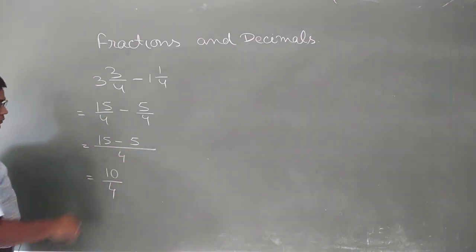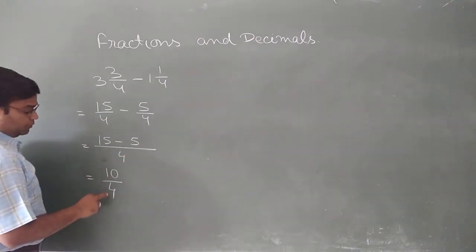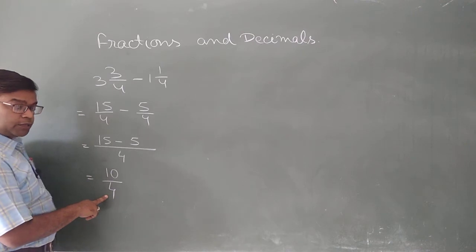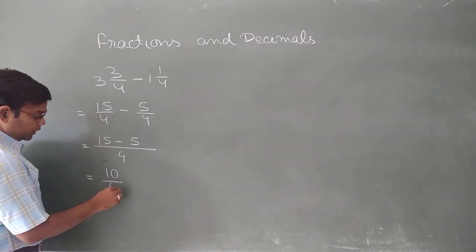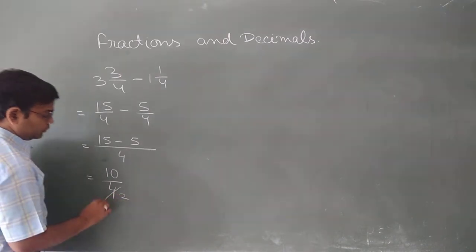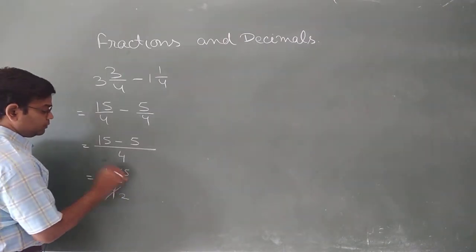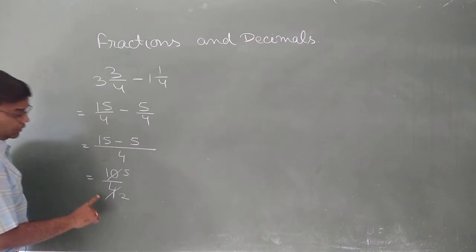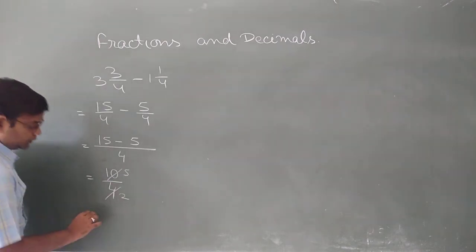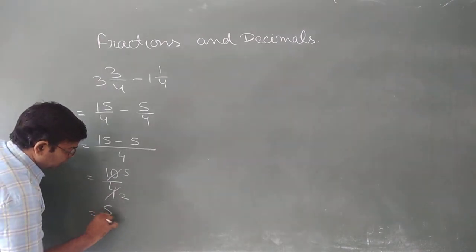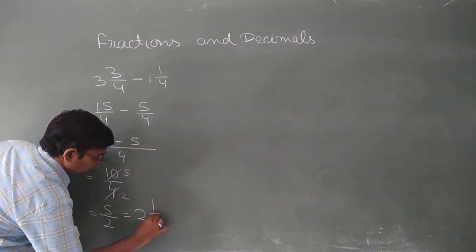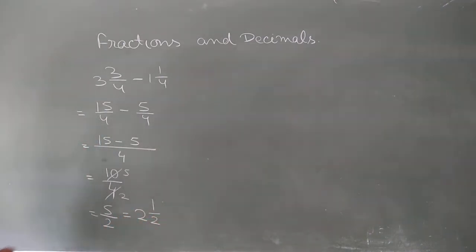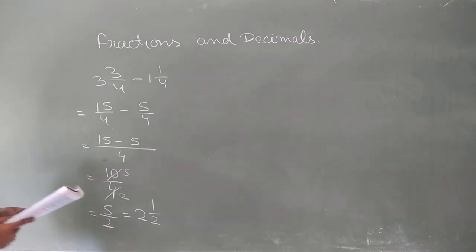We do the subtraction. Then, if it's possible, we first simplify. So how do we simplify? As we know, 2 2s are 4 and 2 5s are 10. Here 2 is a common factor. Now we are unable to divide further. So it's 5 upon 2, or we can write 2 whole 1 upon 2. This is your solution of subtraction.